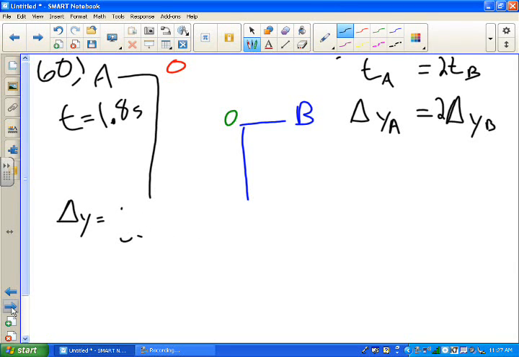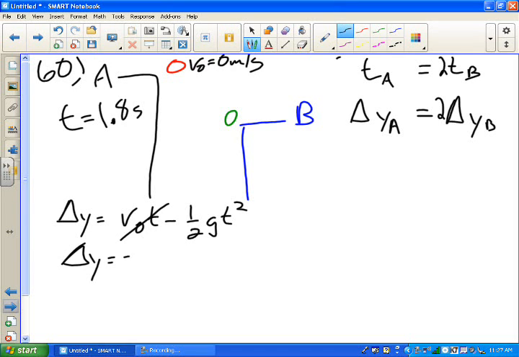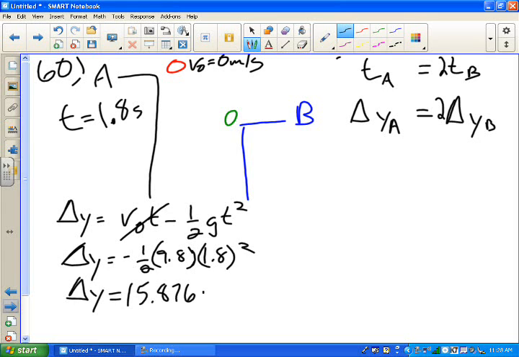So we think about the equations that we want to use. There are 2 or 3 that have delta y in them. Look on page 58 and tell me which equation we can use. We have the time, we have the initial velocity, which is 0, and we have the acceleration due to gravity, which is g. So I said we could use delta y equals v naught t minus 1/2 g t squared. Because the initial velocity is 0, we cancel out the first term. Then we plug in negative 1/2 times 9.8 times 1.8 squared. If you plug that into your calculator, you'll get 15.876 meters.